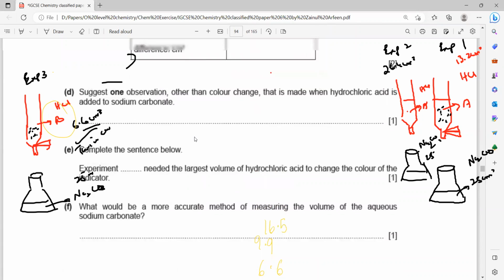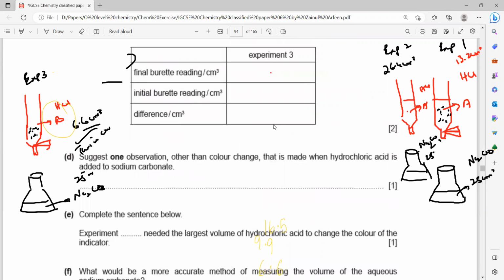So state one observation other than the color change. So other than the color change, what do we observe? A carbonate is reacting with an acid. So fizz, bubbles, effervescence.